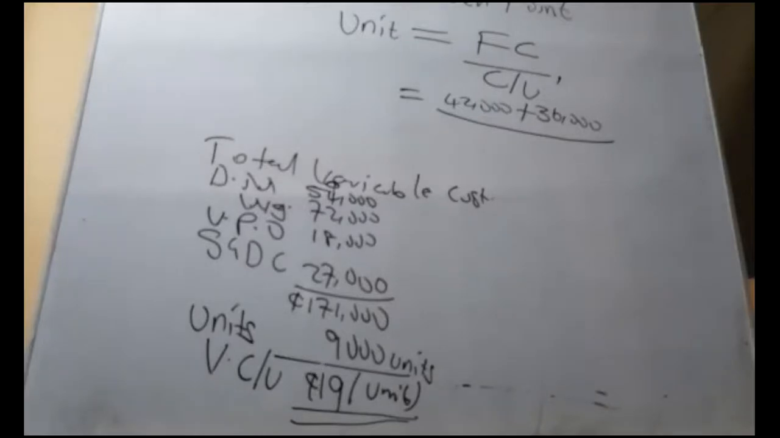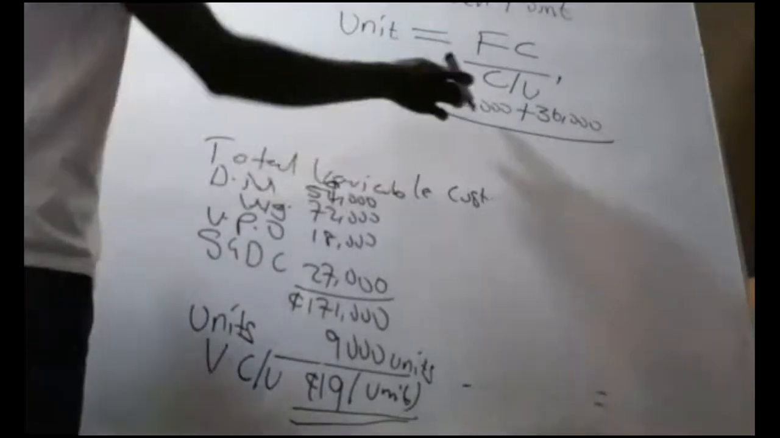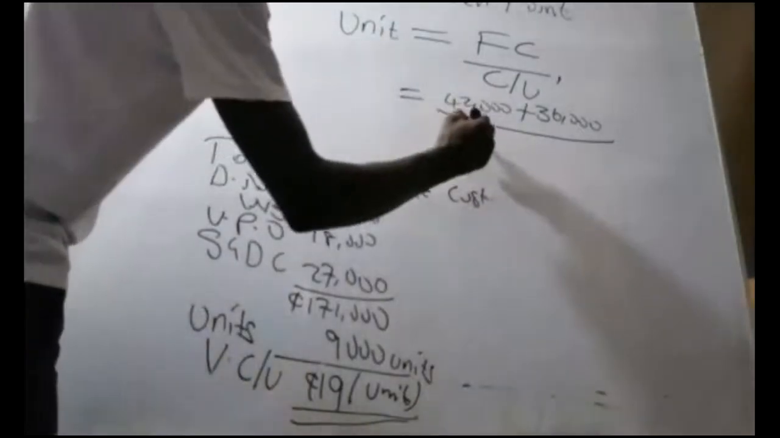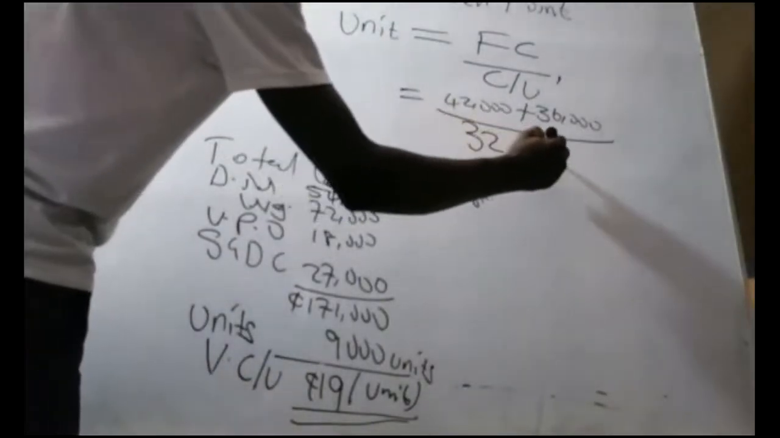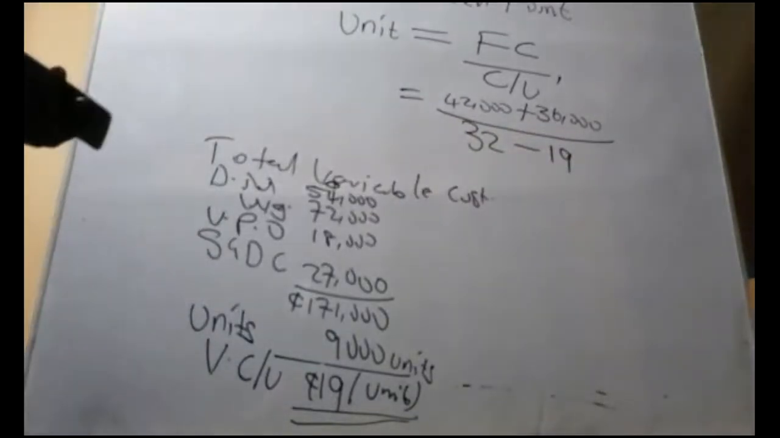So therefore, what is the break-even unit? So break-even unit will be the fixed cost on top, divided by the selling price of 32 minus 19. You are done.